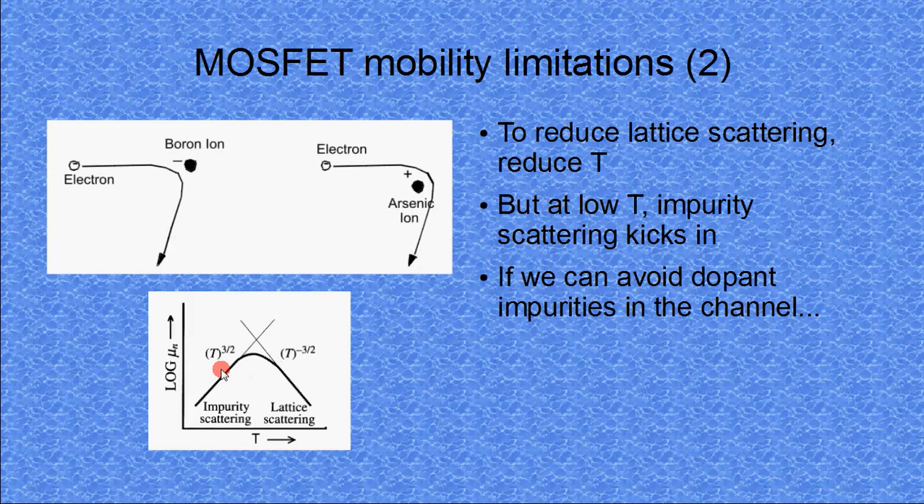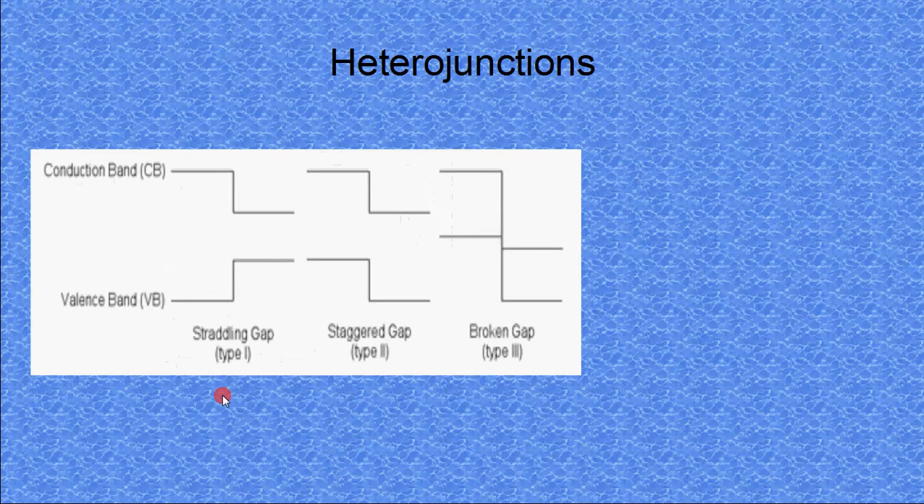So the key point to take away from the MOSFET imperfections is that if you can somehow make the channel form without having dopants in the channel, then we can move along this curve in mobility and not get affected by impurity scattering. So now coming to heterojunctions.